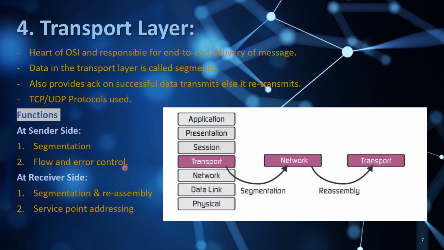Flow and error control. So what does it do? It breaks the big message into smaller messages and sends them over the internet. Service point addressing: the TCP and UDP protocols are used for service point addressing. Then let's see the next layer, which is the session layer.